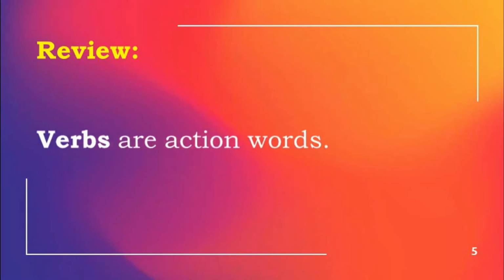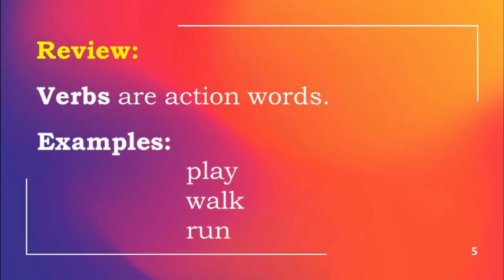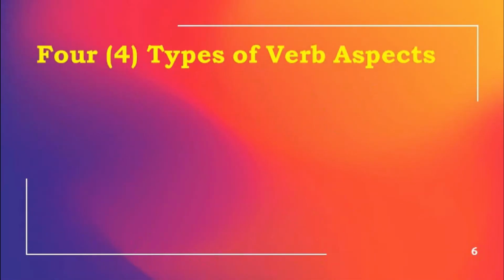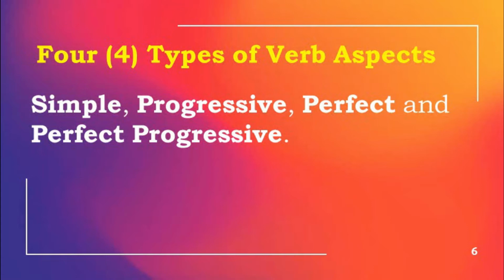Let us first have a review. Last time, we have discussed verbs. Verbs are action words. Examples: play, walk, and run. We also discussed that there are 4 types of verb aspects, namely simple, progressive, perfect, and perfect progressive.